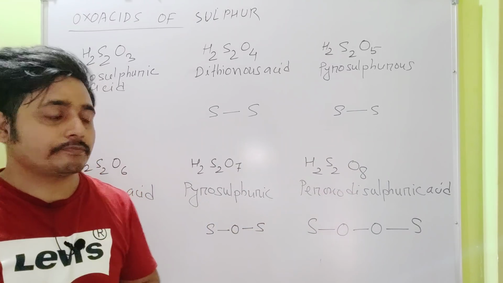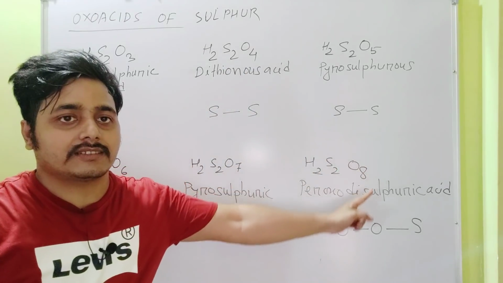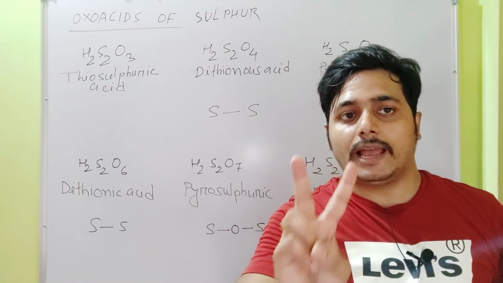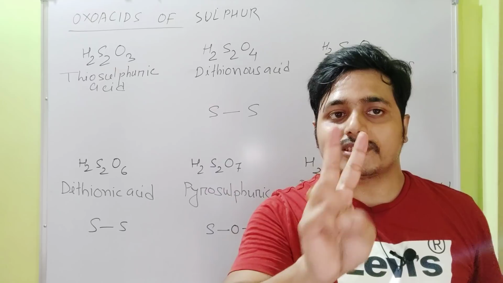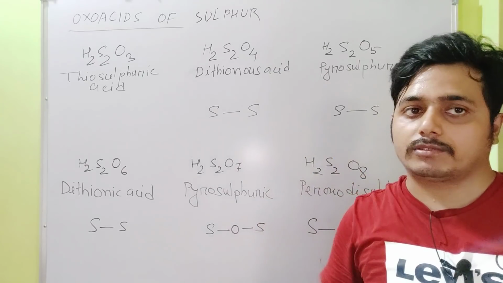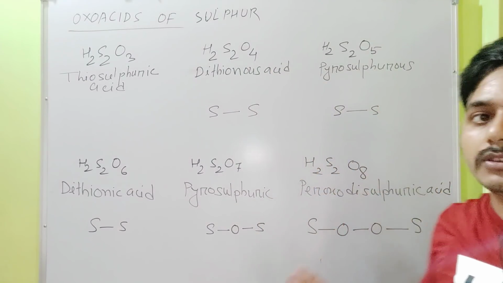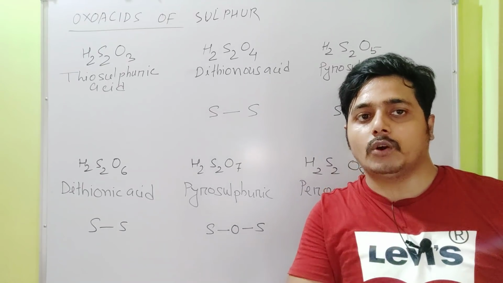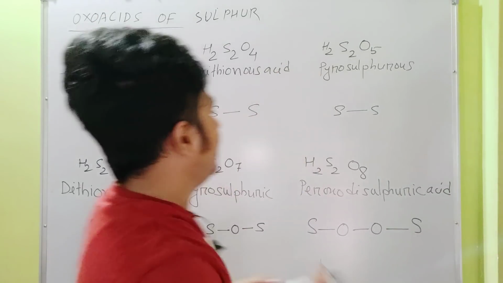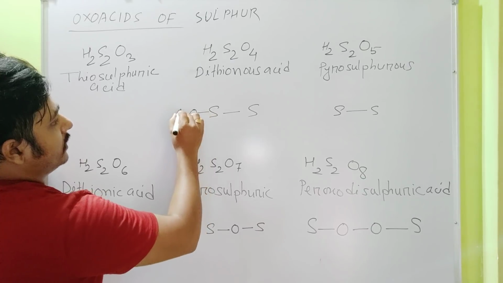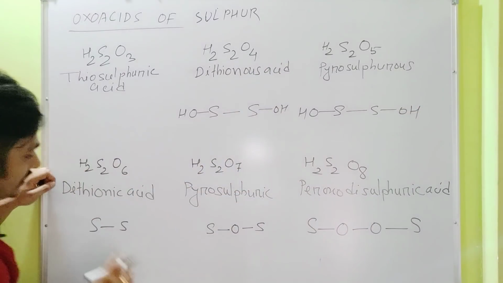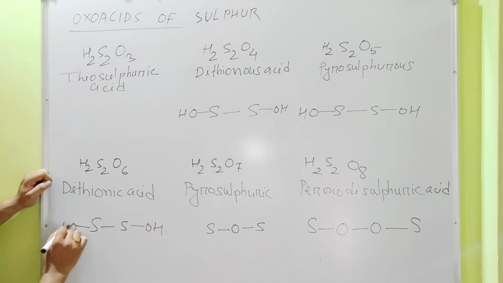Okay. Now, in all these oxo acids, you can see there are two hydrogen atoms. For two hydrogen atoms, we have two OH groups. Now distribute the two OH groups equally on the two sulfur atoms. So in this case, one OH group is here, one is here. In this case, one is here, one is here.